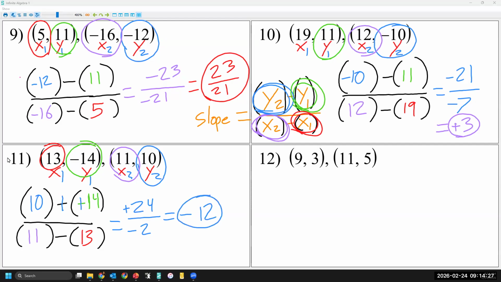Not every slope is going to simplify to be a whole number. Number 10 and number 11 did, but remember number 9, we had to leave it as a fraction, okay? It just happened that numbers 10 and 11 both simplified to be whole numbers. All right, let's look at number 12.